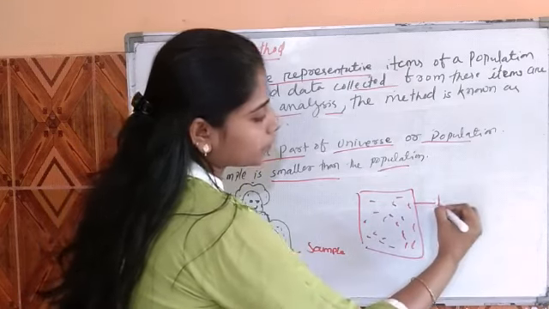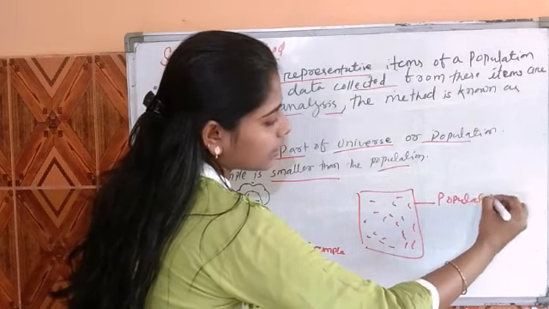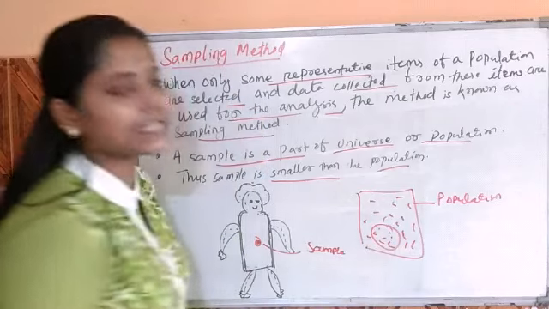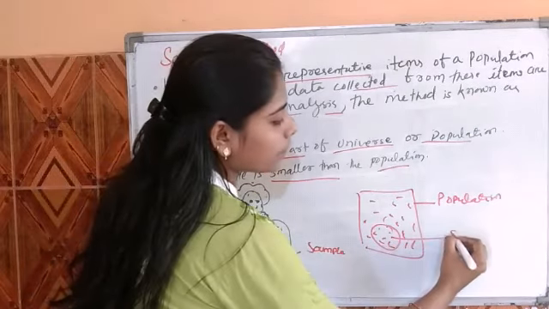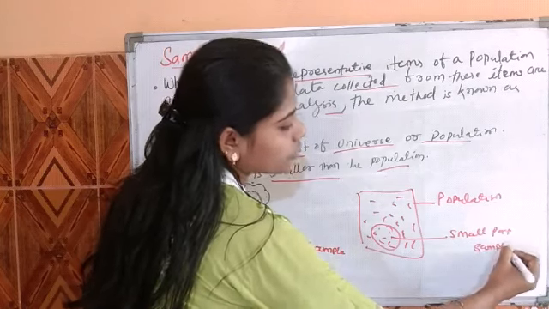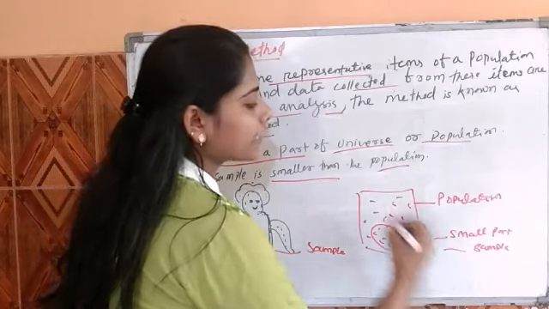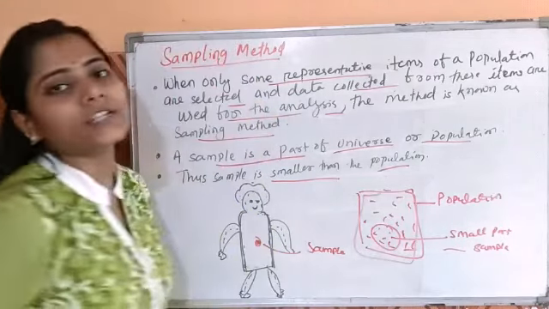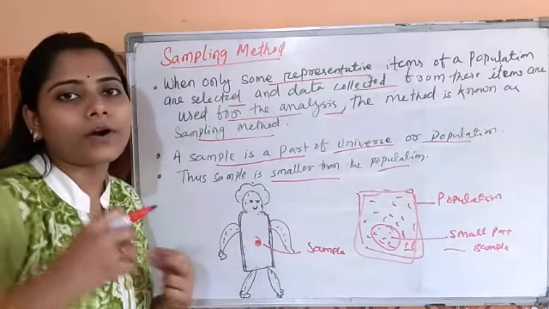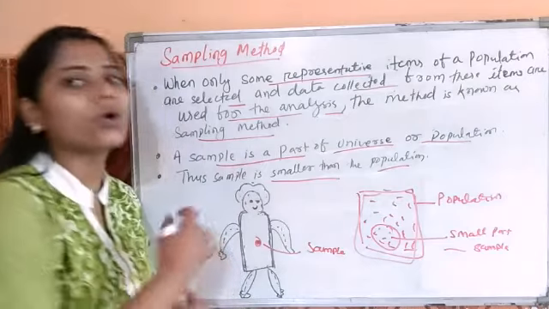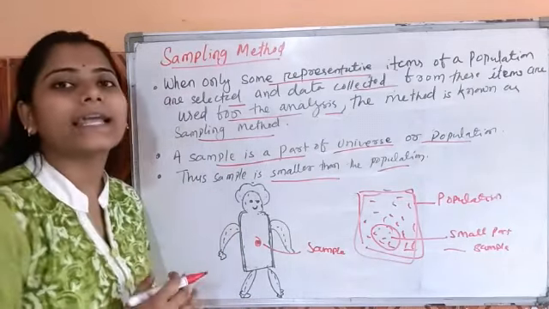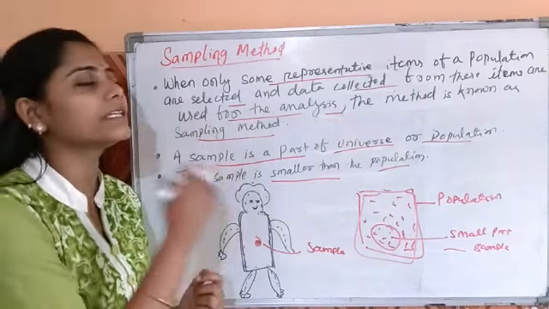This whole part is a population, and we just study the small part. That is, let's take this part as a small part. This small part is known as a sample. So basically this sample represents the total population. Like that, a small drop of blood of a human being represents the whole blood of the human body. So this is a sample. First we collect the sample, then gather information from this sample.